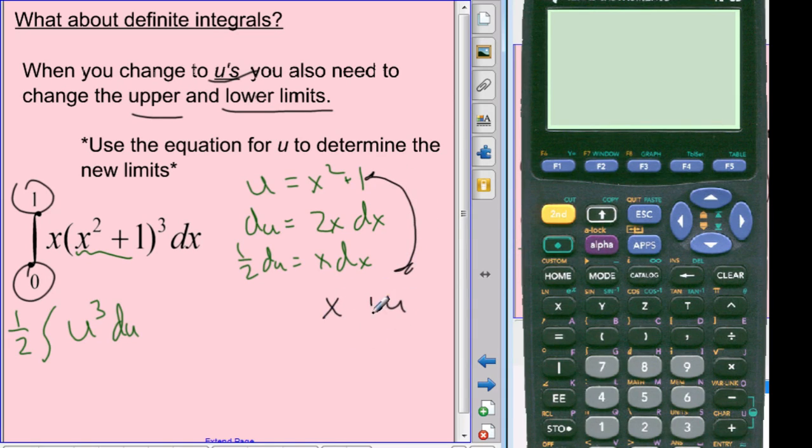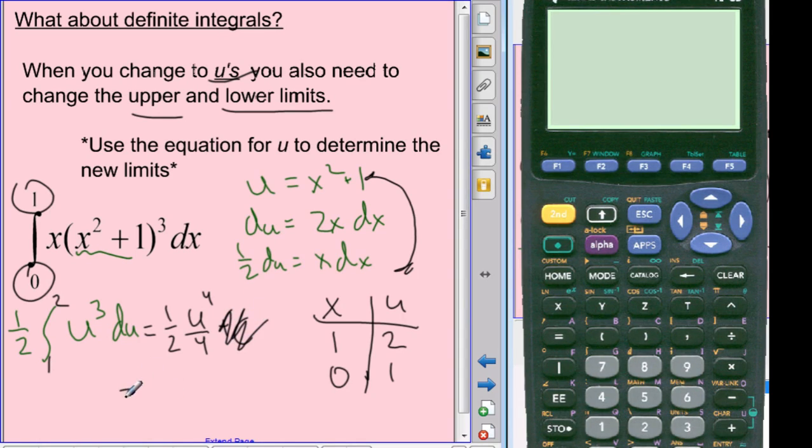If this is x, what is u? When x is 1 and 0? Well, when x is 1, u is going to be 1 squared plus 1, or 2. When x is 0, it's going to be 0 squared plus 1, which is 1. So my integration is going to be from 1 to 2. All right? And so I'll get 1/2 times u to the fourth over 4 plus c. Actually, there's no plus c. My bad. So it'll be u to the fourth over 8 from 1 to 2.